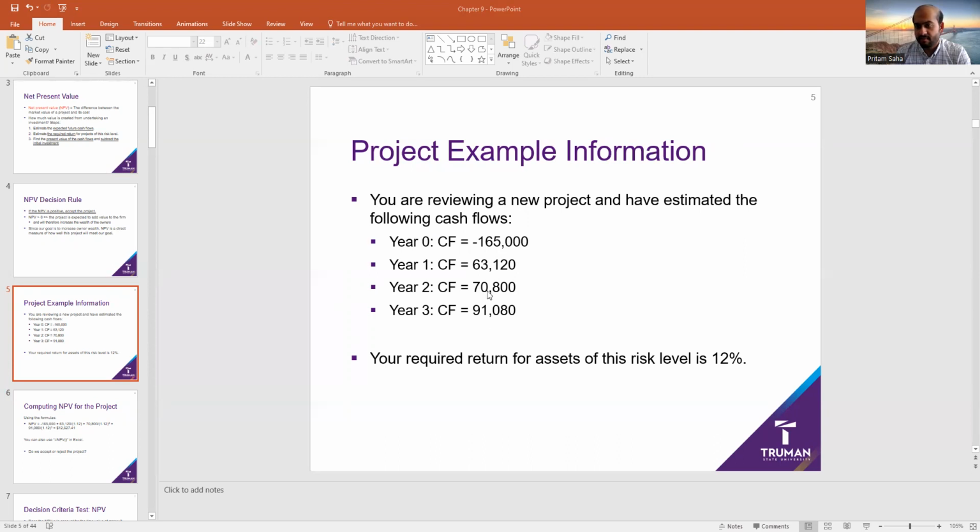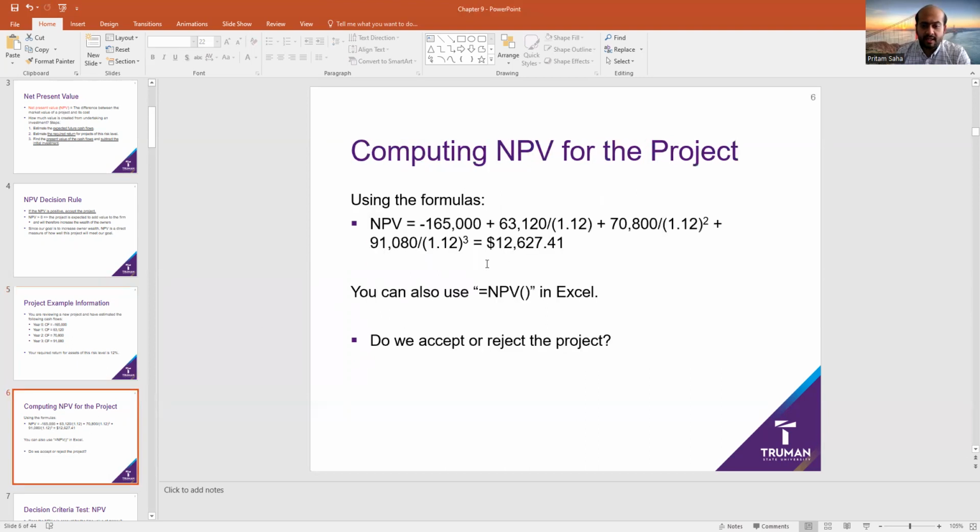70.8 from here. One-time frequency. And then 91.08 here. Compute NPV, discount rate 12%, scroll down, 12.6274. So times 1,000, that means $12,627. And there is the answer, $12,627. So positive NPV, we should take the project.